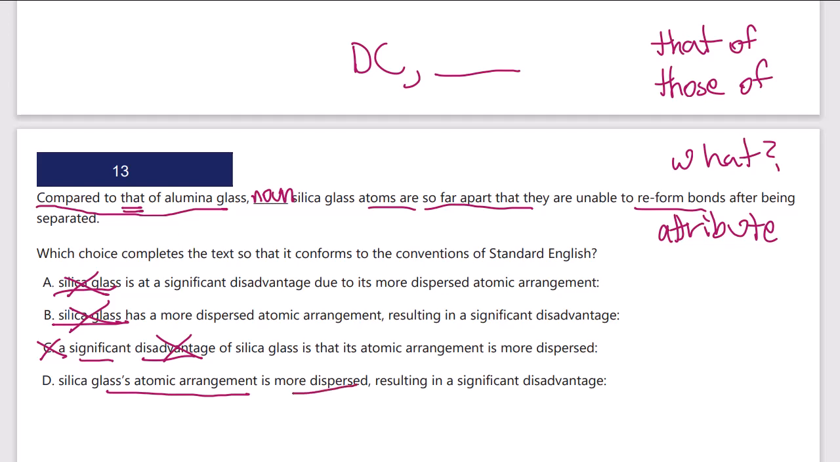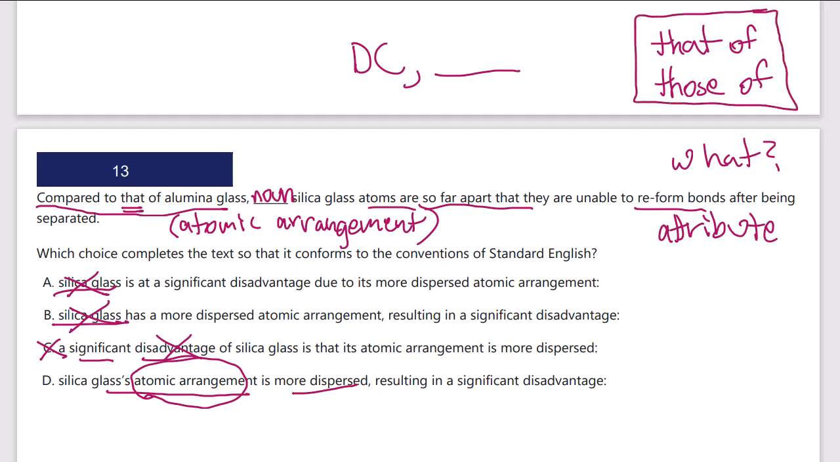Yes, the that of, the those of, the attribute we're trying to compare here that's being modified by the clause is the atomic arrangement. That's the noun. So we're comparing alumina glass's atomic arrangement. Now note, it didn't say that, it just said that of. But I could substitute, instead of that of, atomic arrangement. Compared to the atomic arrangement of alumina glass, silica glass's atomic arrangement is more dispersed. We're comparing like-to-like things, so that's very important. Whenever you see the words that of, those of, or similar references, note you're not looking at the noun itself, you're looking at some type of attribute.